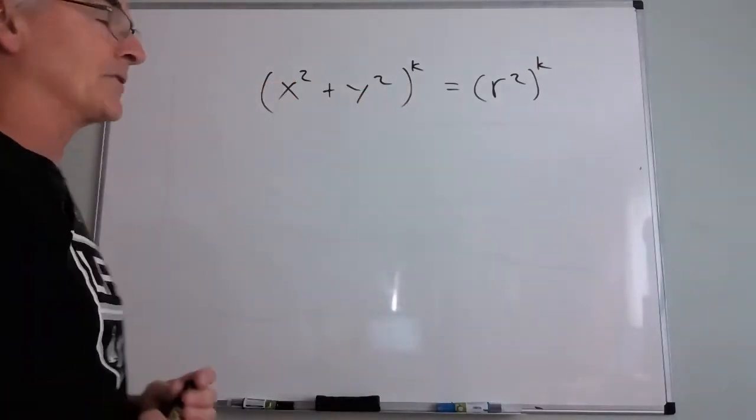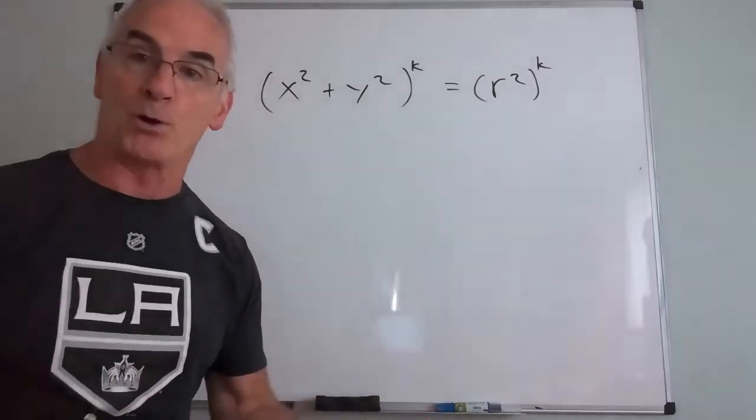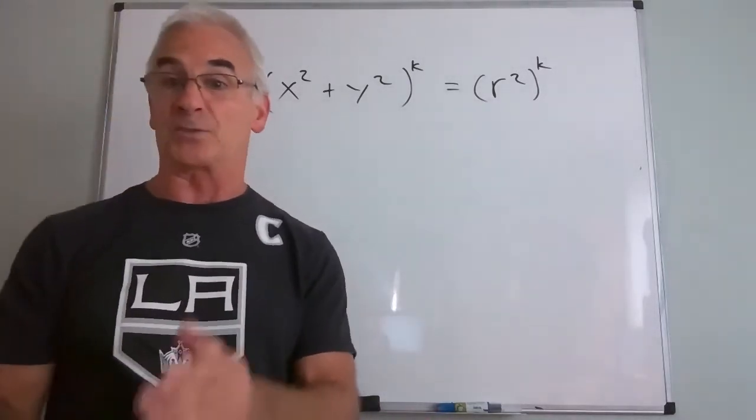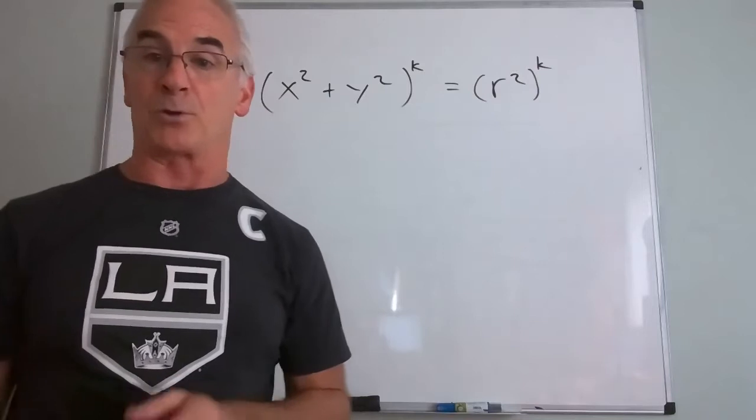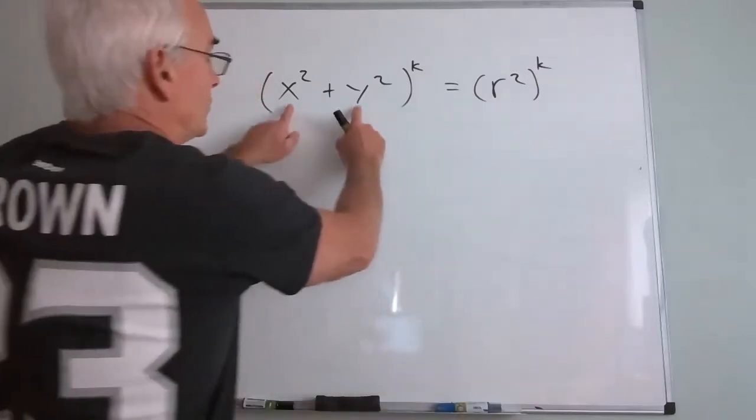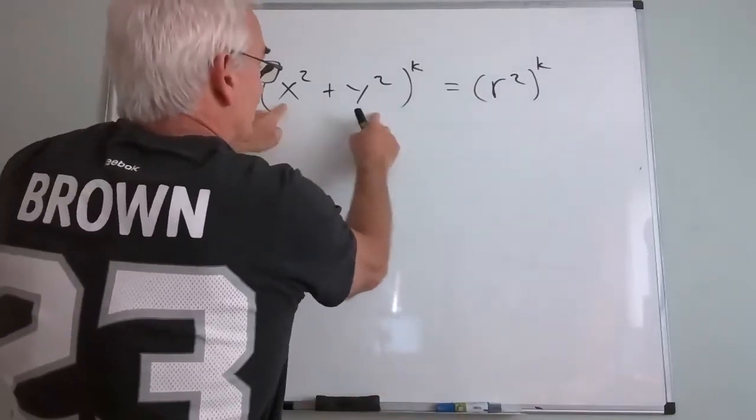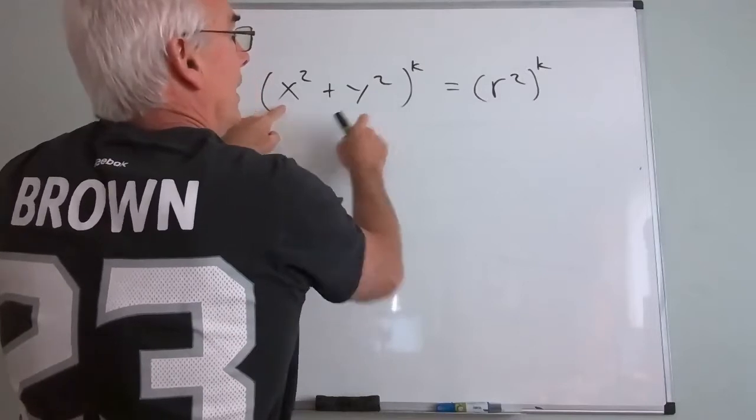So in general, if I've got x's and y's and I want to convert to polar, then all of the x's are replaced with r cos theta, all the y's are replaced with r sine theta. But you notice I didn't do that here because I already know that sum is r squared.